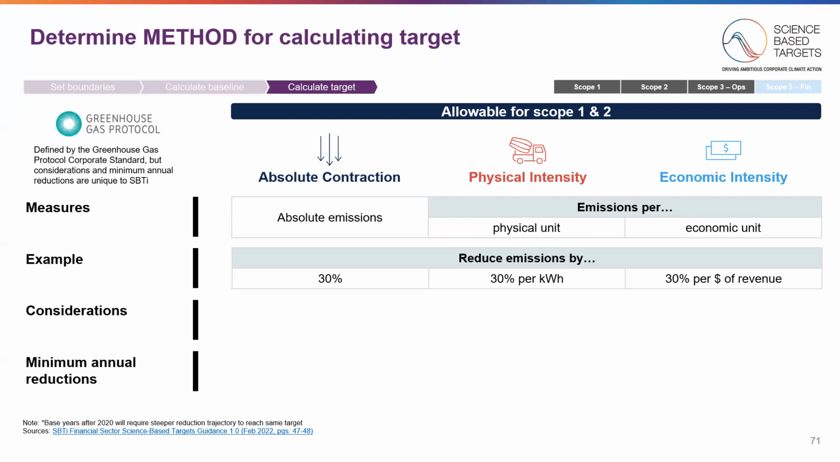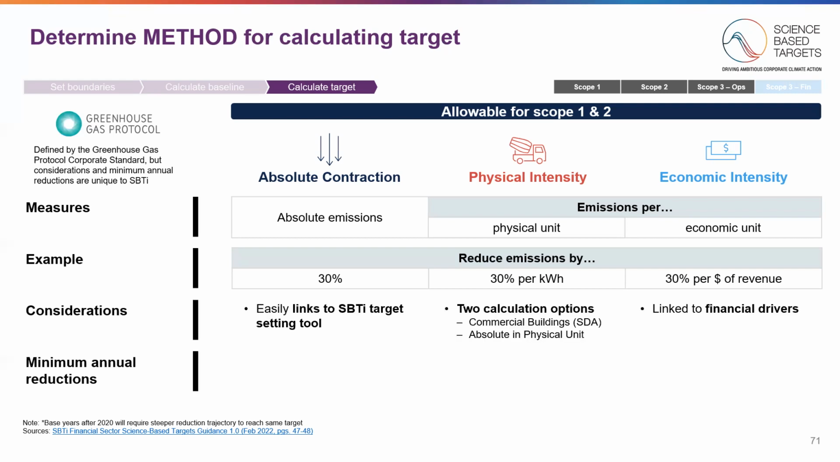Intensity goals help to focus your organization on improving the efficiency of specific operations. Physical intensity measures a reduction per physical unit, like kilowatt hours. Economic intensity focuses on a reduction per economic unit, like reducing emissions per dollar of revenue.